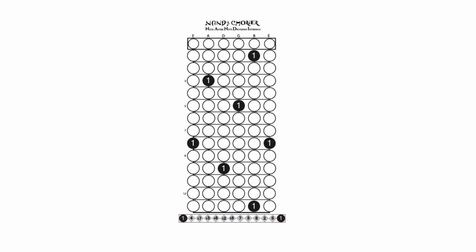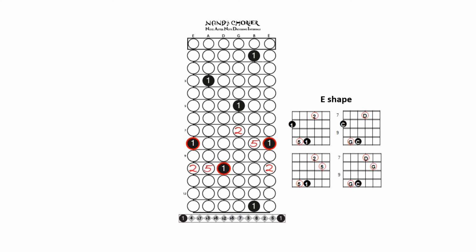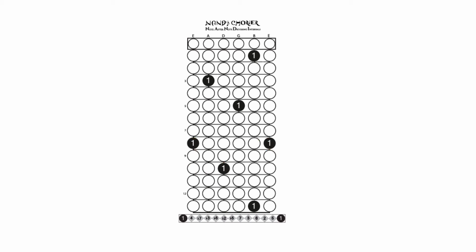Follow along as we display the intervals of a sus2 chord in the E shape. Below are some examples of sus2 voicings in this shape. Finally, we get to plot the intervals in the D shape. The widely used sus2 voicing in the D shape is given below.